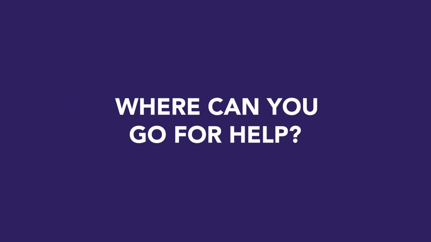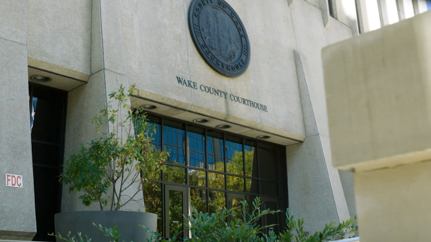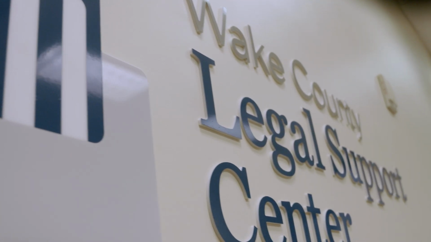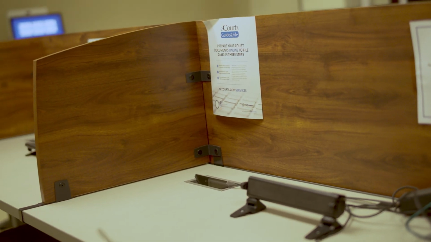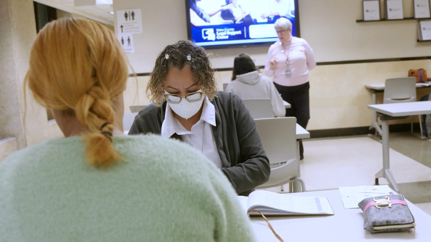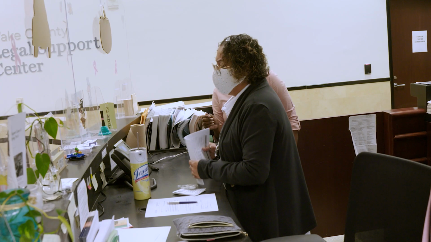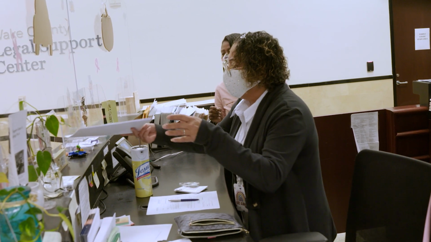Now, this is a lot of information. Where can you go for help? Well, first, you can head to the Wake County Legal Support Center. The center is located on the first floor of the Wake County Courthouse, down the hallway, and behind the security desk. Here, they will be able to fill out your forms, print them out, and they even have Spanish speakers and notaries on staff. They are open during courthouse hours.